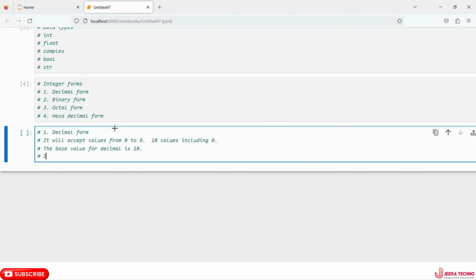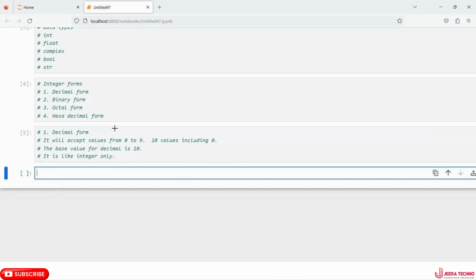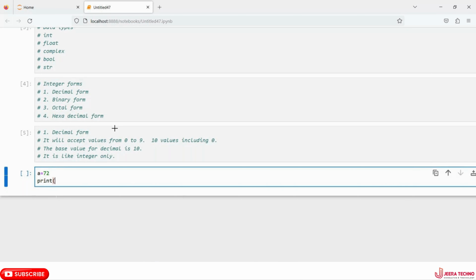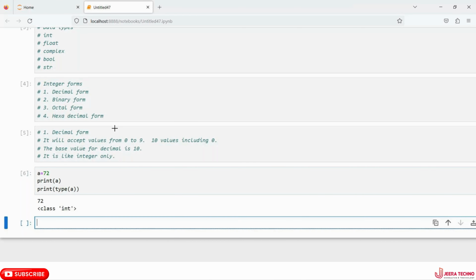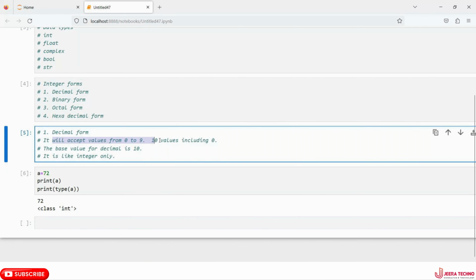Decimal form is like integer only in Python. Let me explain here. a equal to 72, print of a and print of type of a. It won't show whether it is decimal, binary, octal, or hexadecimal. We will recognize based on the key values. It will accept values from 0 to 9. That is the key point for us.